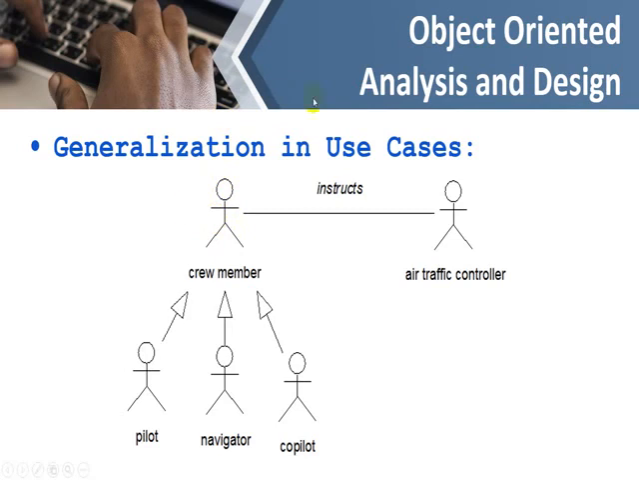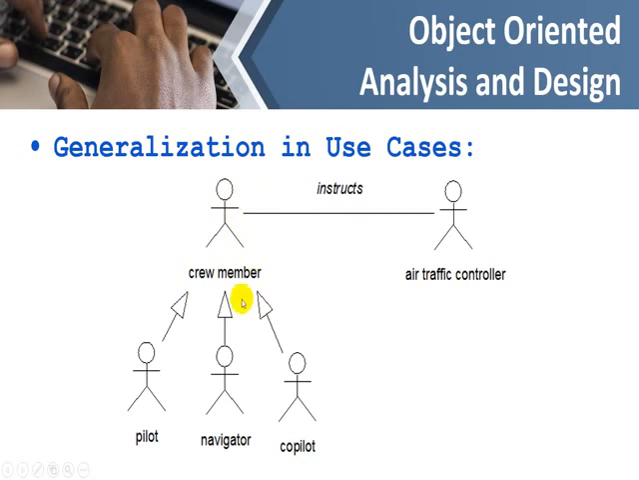So now I'll say that if I have one person who is pilot, one is navigator, one is co-pilot, and now I say that the air traffic controller, the person sitting on the ground, instructs the crew member, the person in the plane. So now here we have this person, and these persons are, specifically, Copilot, Navigator, and Pilot. So crew members are of three types. But when I take Copilot, Navigator, and Pilot, they generally are the crew members. So this is generalization for the actors, right?